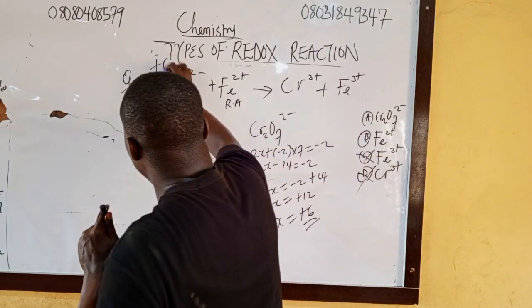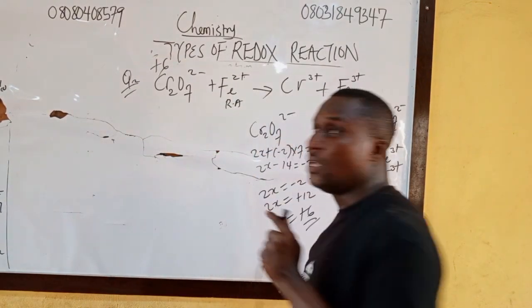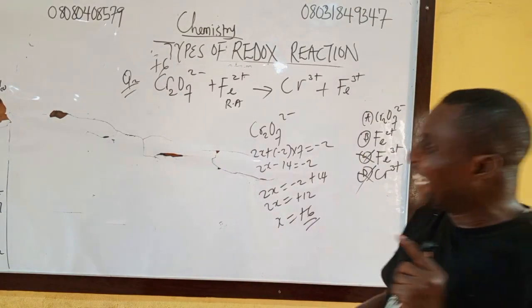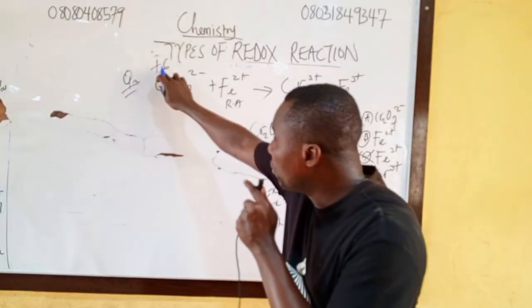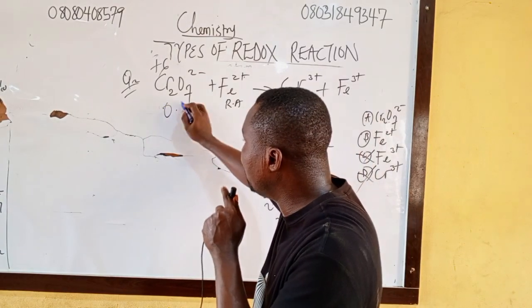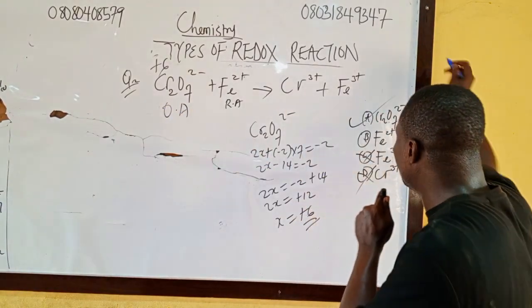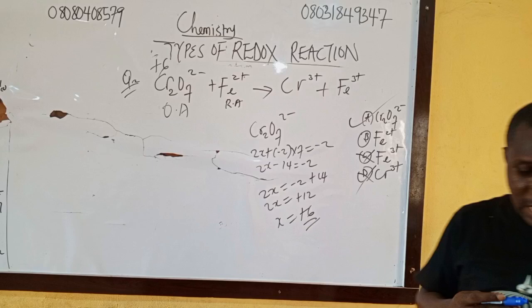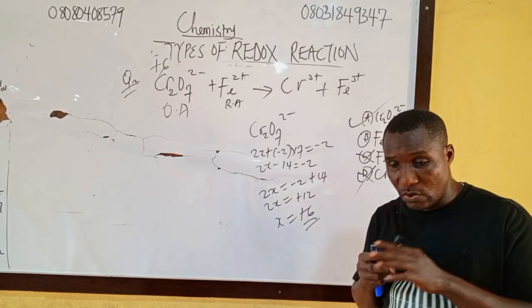Chromium here is plus 6. Chromium here is plus 3. That means chromium has decreased. It has decreased from plus 6 to plus 3. Therefore, this one is the oxidizing agent. That means the oxidizing agent is A. A is the oxidizing agent. Please take note.